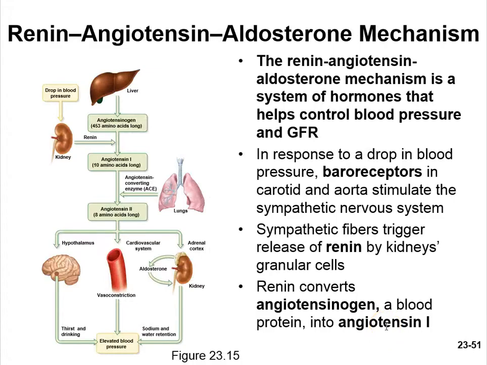The renin-angiotensin and aldosterone mechanism. It's a system of hormones that helps to control blood pressure and GFR. Got those baroreceptors again in the carotid and aortic sinus. They stimulate the sympathetic nervous system when a decrease in blood pressure is detected. Then the sympathetic fibers trigger the release of renin by the kidneys in those granular cells. And then renin converts angiotensinogen, which is a blood protein, into angiotensin I.